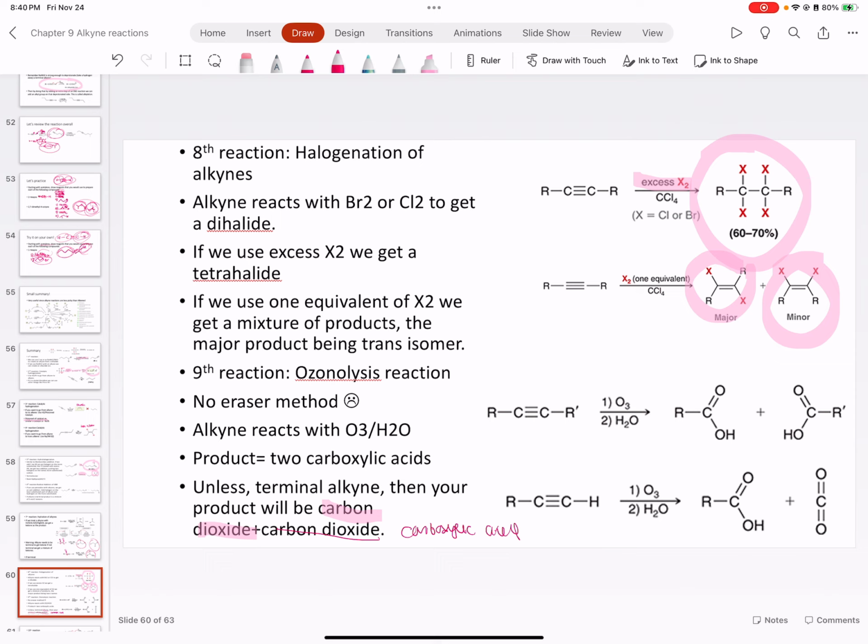So if it's not terminal, then you can break it and we're going to create carboxylic acids. And if it's terminal, then we are going to create a carboxylic acid, but we're also going to create carbon dioxide.